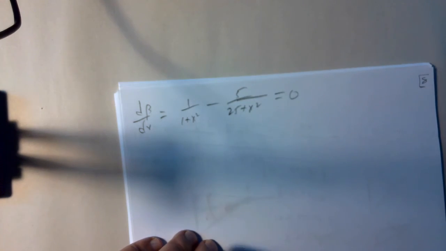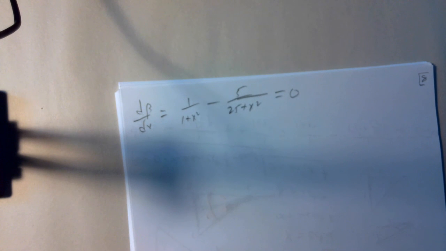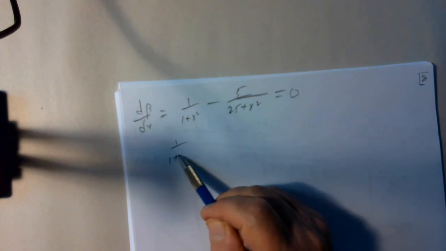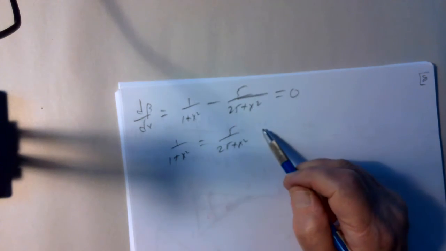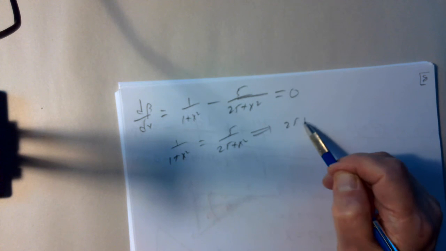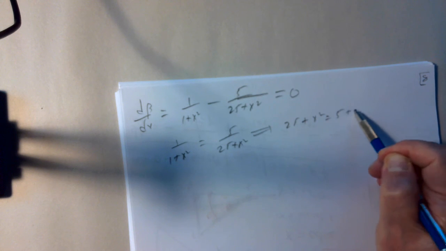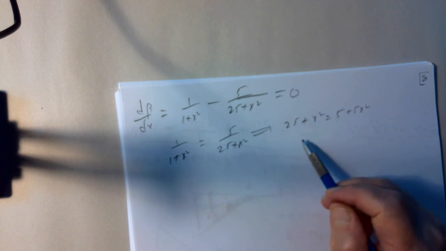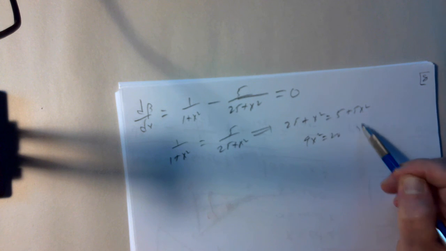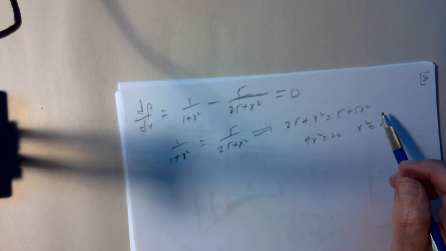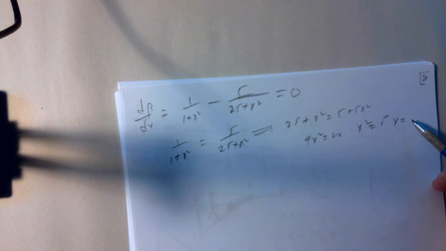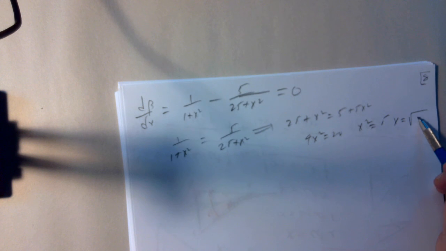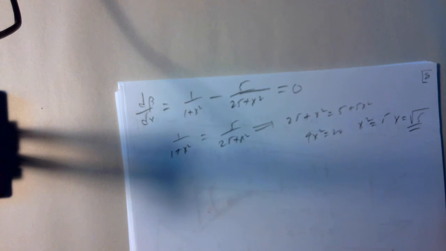And we want to set that equal to 0 because we want to maximize the function beta. So that's the same as saying 1 over 1 plus x squared equals 5 over 25 plus x squared. If you cross multiply, 25 plus x squared is 5 plus 5x squared. So 4x squared equals 20. x squared equals 5. x equals plus or minus the square root of 5. The distance has to be positive, so x is the square root of 5.